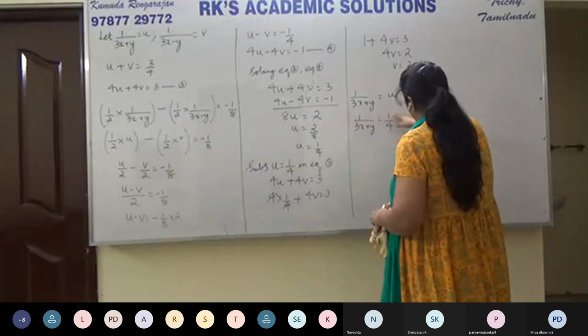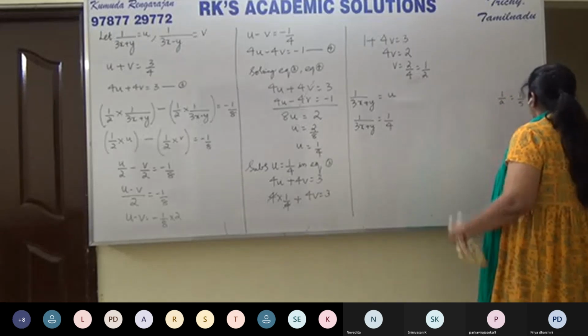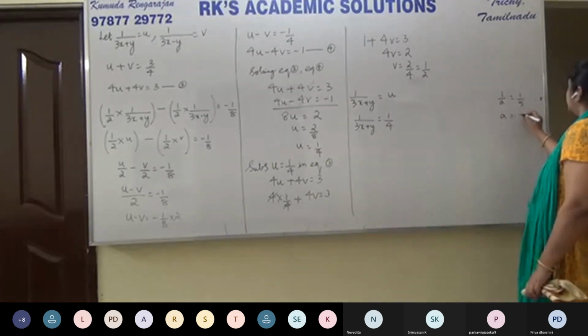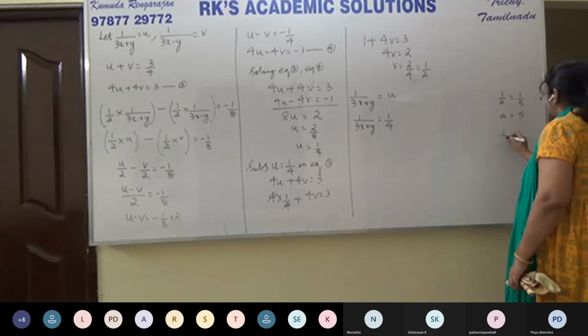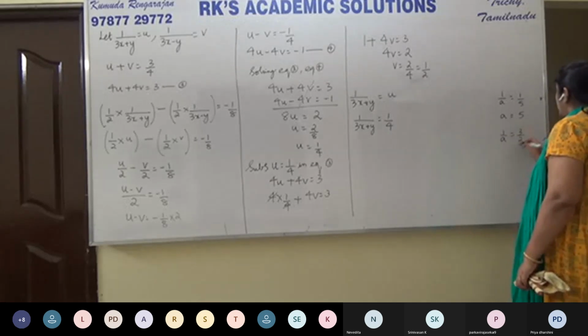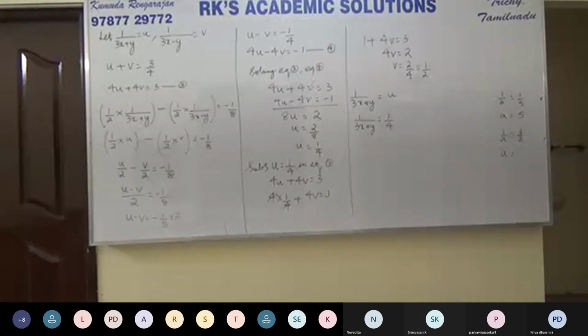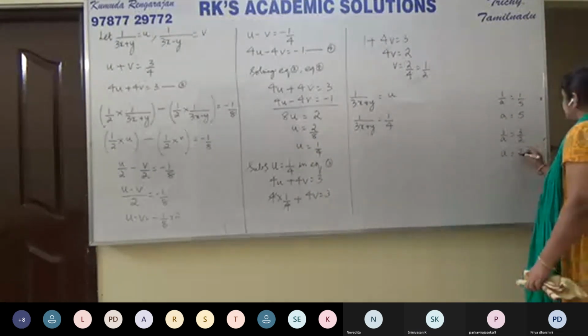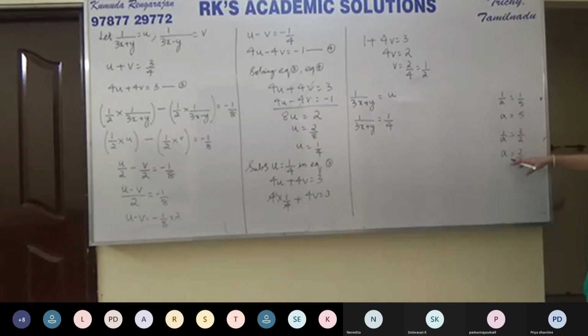Supposing you have 1 by a is equal to 1 by 5. Taking reciprocals on both the sides, a is equal to 5. Reciprocal of this, reciprocal of this. Supposing 1 by a is 3 by 2, what is a? 2 by 3. By taking reciprocals on both the sides, 1 by a is a, and 3 by 2 is 2 by 3. So that's what it is.